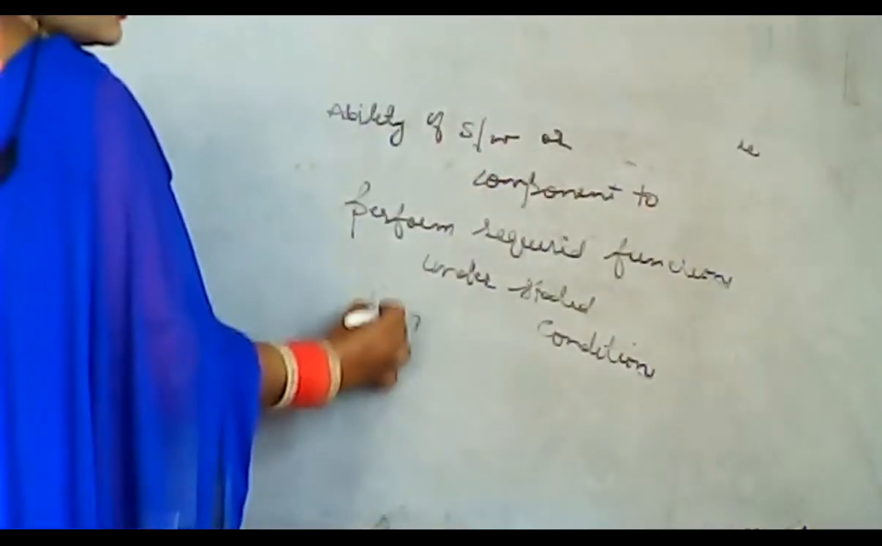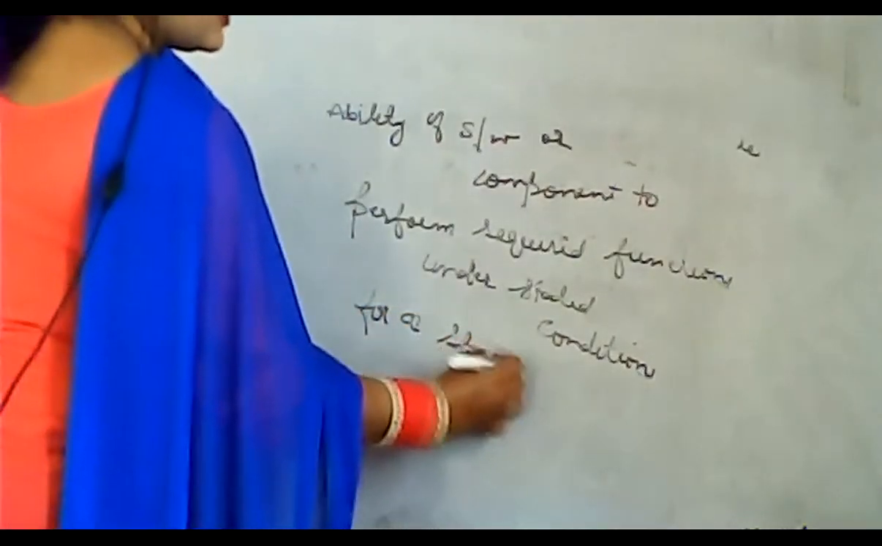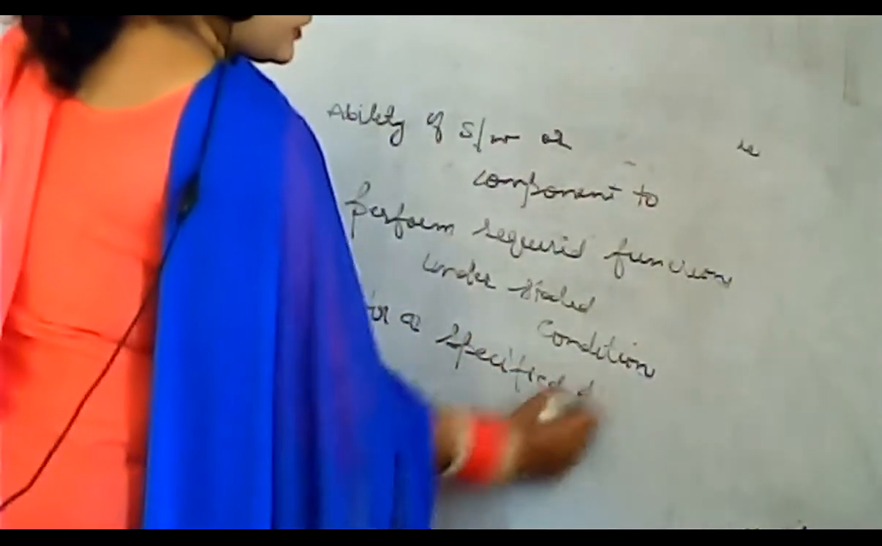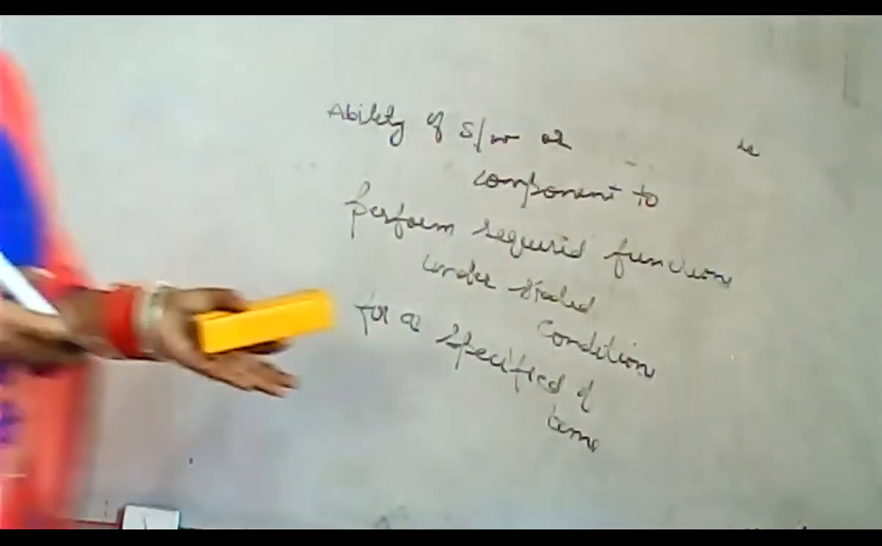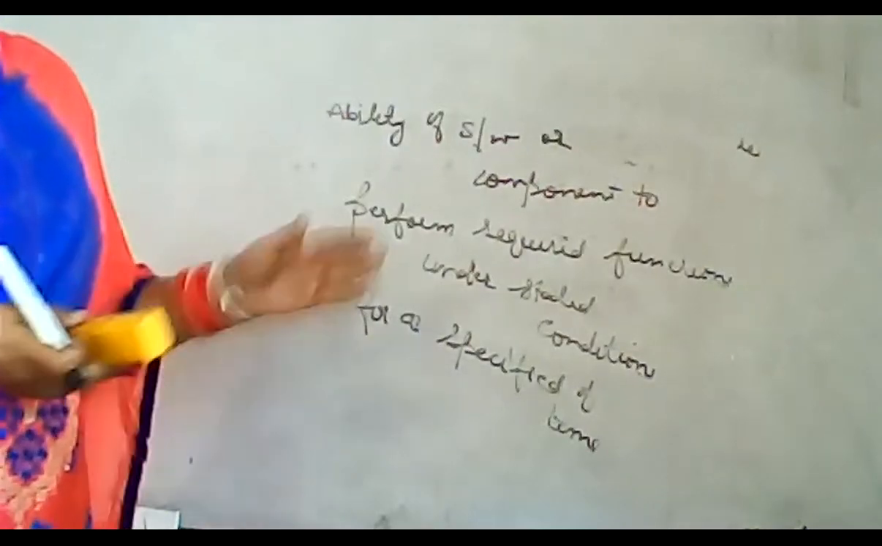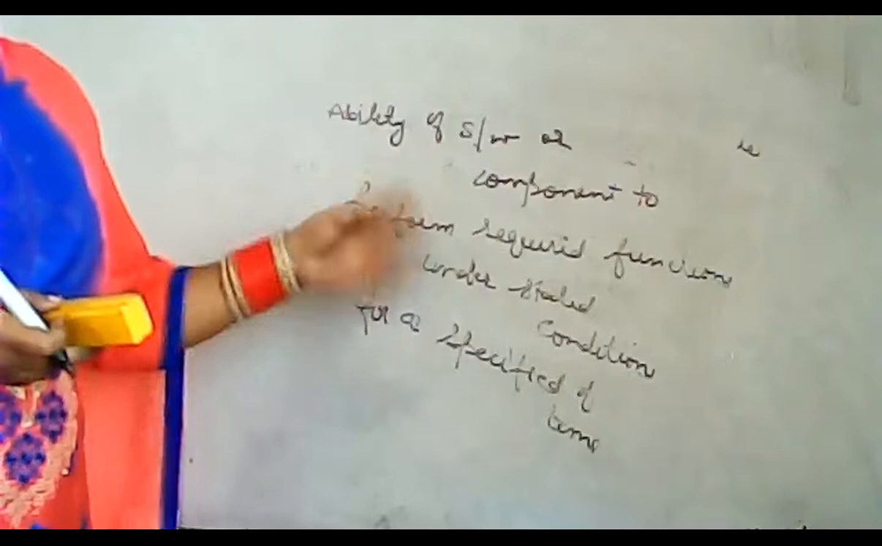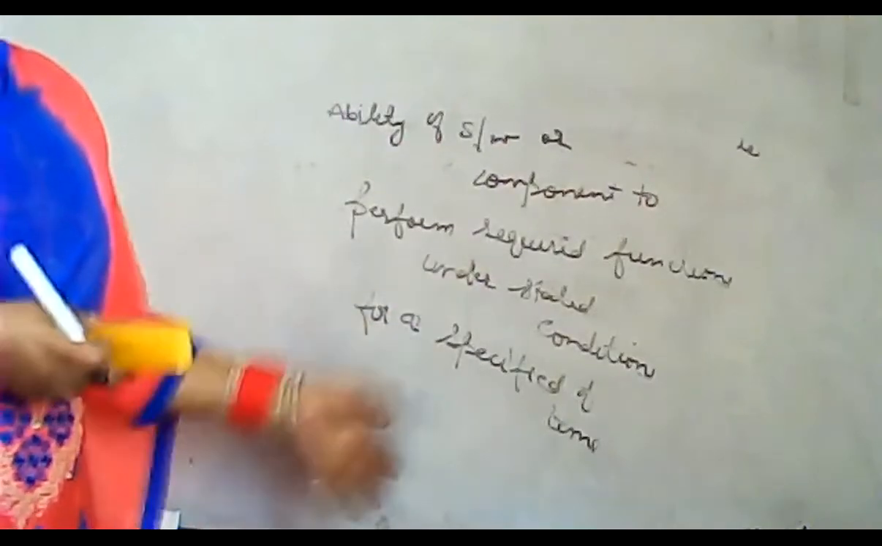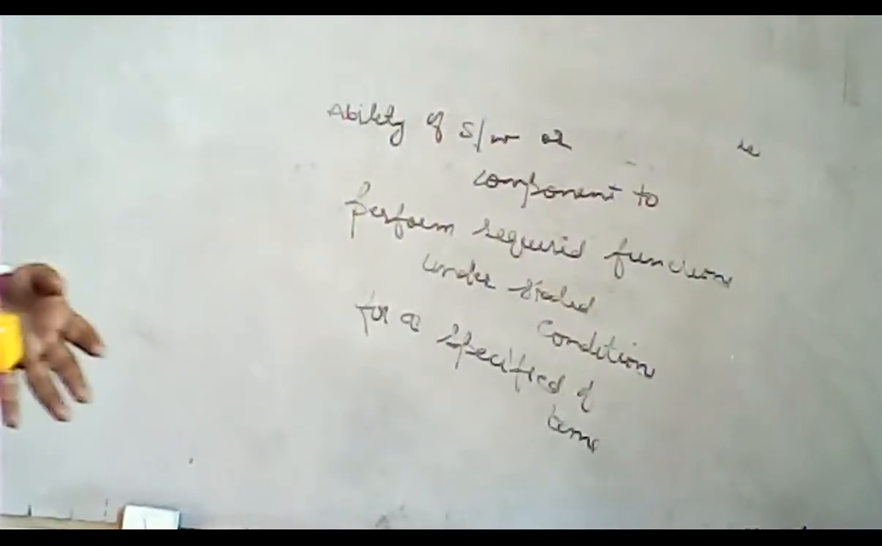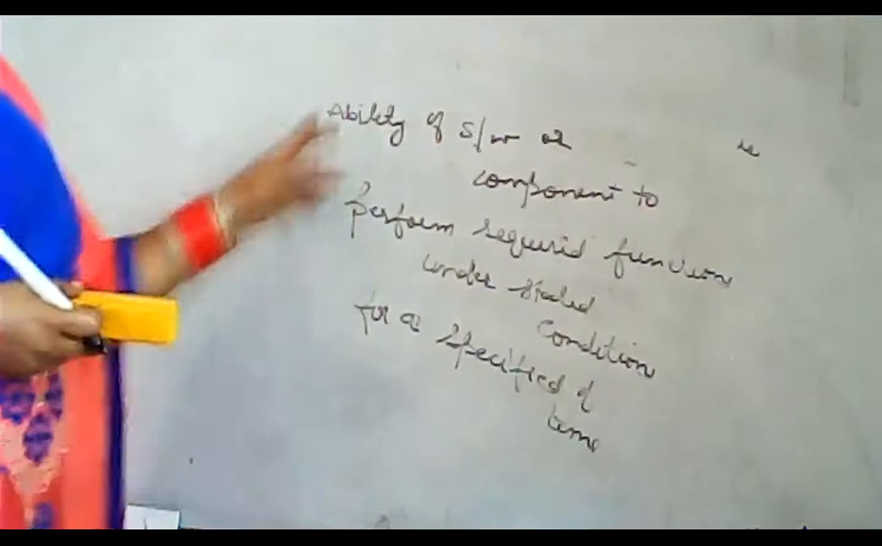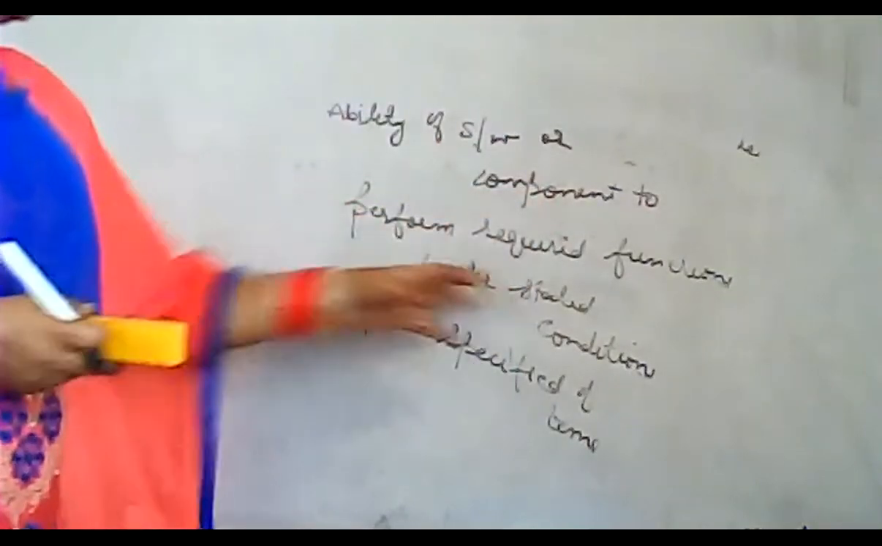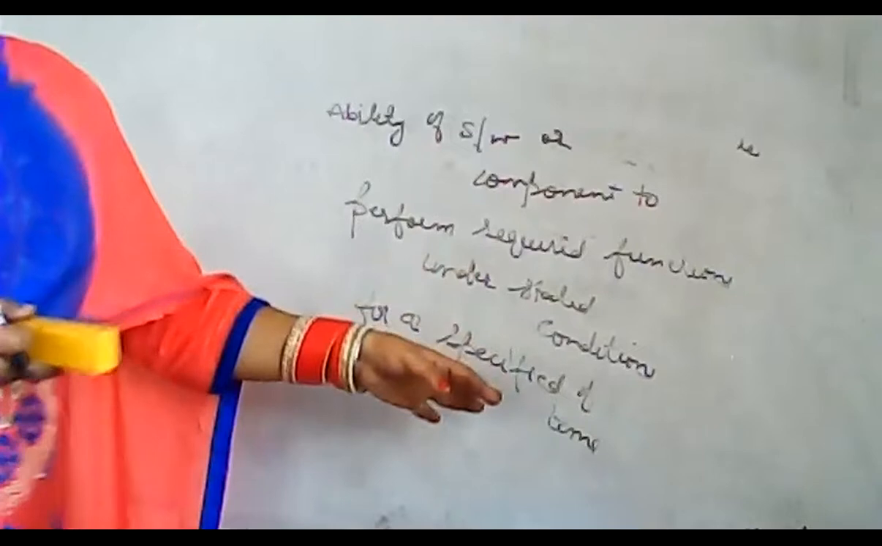Why am I writing for a specified period of time? Because with time this software is no more reliable. So reliability is totally dependent upon time. We cannot ignore the phase called time. It is reliable today, not tomorrow, reliable the day after, then not, and at some time it is now obsolete. So the ability of a software or a component to perform required function under stated conditions for a specified period of time defines software reliability.